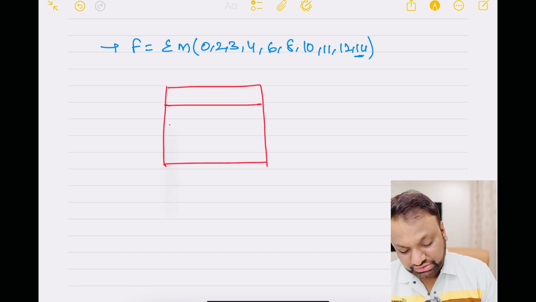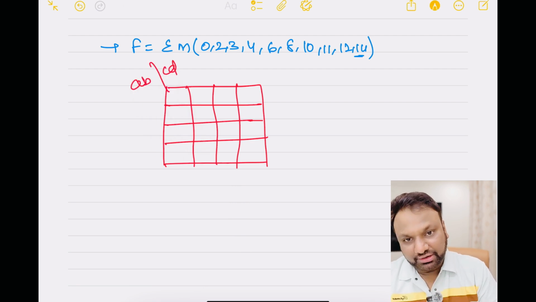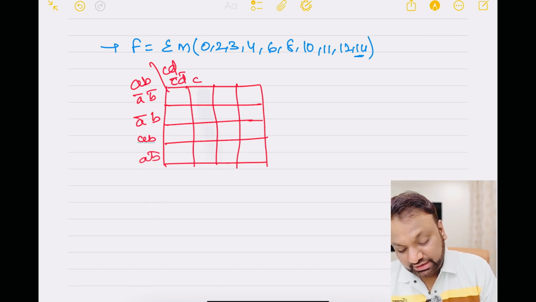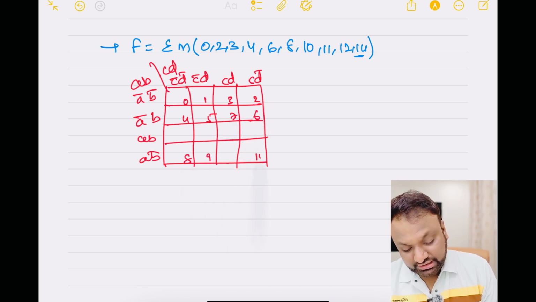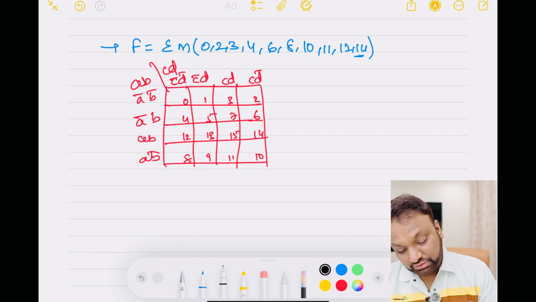4 variable: 1, 2, 3, 4, 1, 2, 3, 4. If you are watching this video, you also draw along with me, then only it will be easier for you to learn this. So this is A bar B bar, A bar B, A B and A B bar, C bar D bar, C bar D, C D and C D bar. My numbering goes like this: 0, 1, 2, 3, 4, 5, 6, 7, 8, 9, 10, 11, 12, 13, 14 and 15, right?